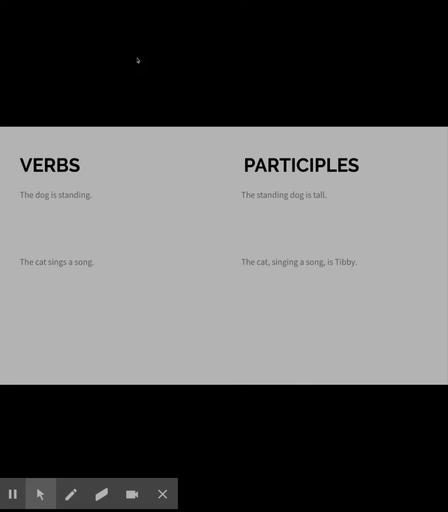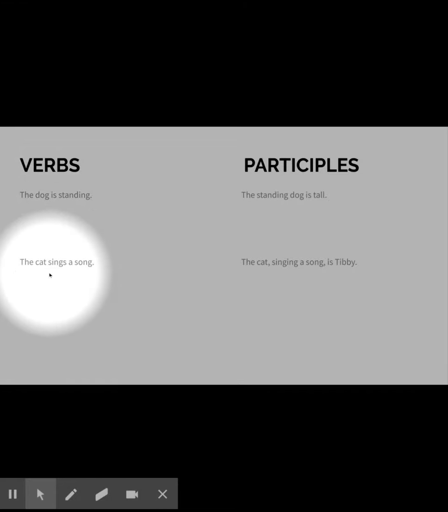Take a look at these two columns. You notice that the dog is standing is an example of a verb, but the standing dog is an example of a participle. But how are they different? Well, let's remember that a participle is a verbal adjective. So in a sentence, the dog is standing. Standing isn't describing anything, it's just an action. But if you need a way to find out whether it's a verb or a participle, look for these helping words like is or was. That will let you know that it is a verb rather than a participle.